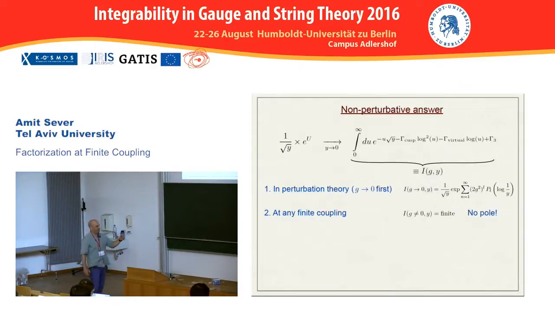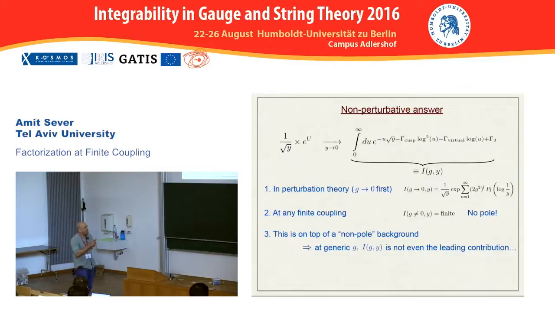At any finite coupling, perturbation theory was taking first g to 0 and then looking at the factorization point. But if I do the other thing, letting g be as small as you want but keeping it finite, and go to the factorization point, the integral before was divergent because of the large u region. Now we have this minus gamma cusp times log u squared. This term is enough to make the integral finite. In other words, at any finite value of the coupling, there is no pole. The pole is completely gone if you are not working in perturbation theory.